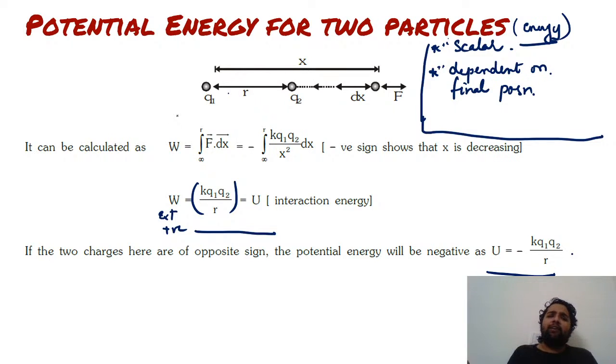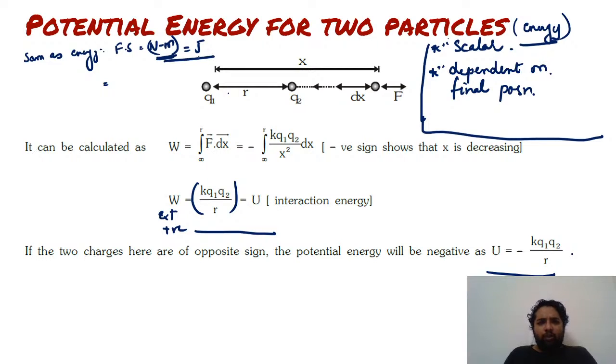I didn't even integrate. By dimensional formula, I can say it will have dimensional formula same as energy. Energy can be defined as F into S. So the dimensional formula, it is Newton meter. The SI unit is Newton meter, which is also called 1 joule. Got it? 1 joule is 1 Newton meter.